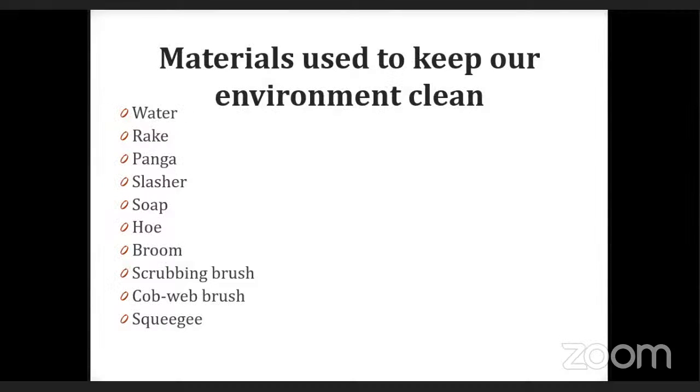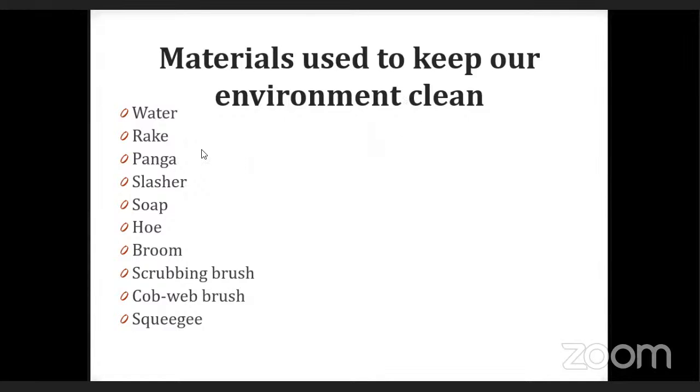Abdul, I was telling you to go through these materials that we use to keep our environment clean. So if you can see my screen, you can go through this. Last time we talked about sanitation, which is the keeping of our environment clean. We also looked at the places that we keep clean, and the ways how we keep the environment clean. Now today, we are looking at the materials used to keep our environment clean.